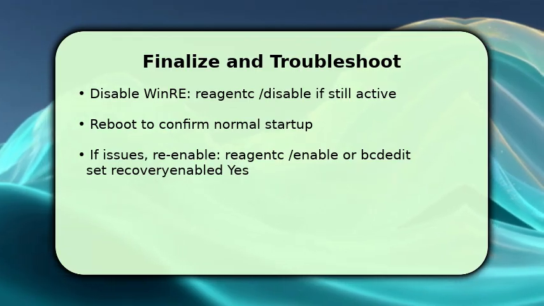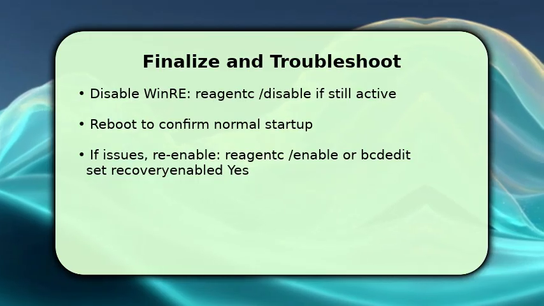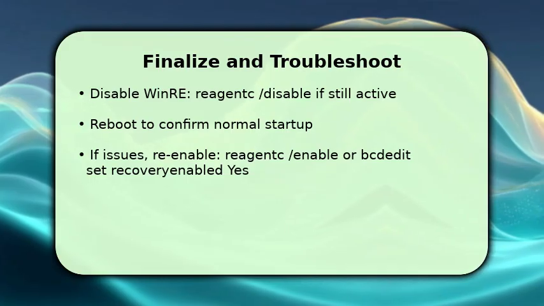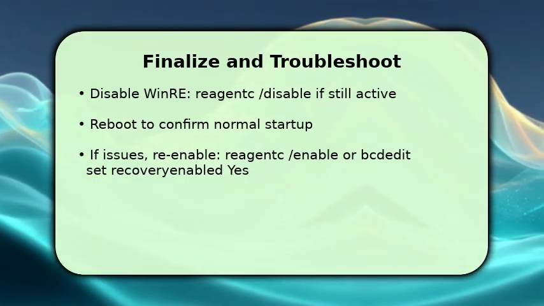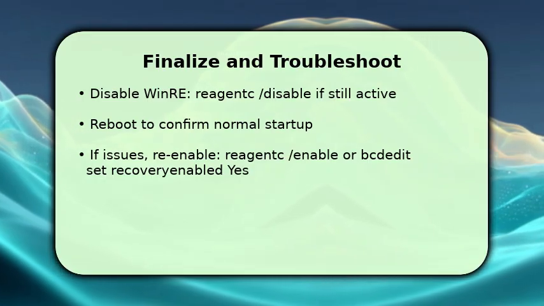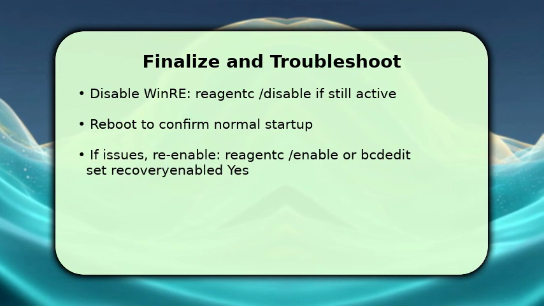If something goes wrong, reverse the steps. reagentc /enable and bcdedit /set {current} recovery enabled yes will restore automatic repair. One key tip: if you cannot boot, use a recovery USB to repeat these commands and avoid making registry edits, unless instructed by a trusted support resource.